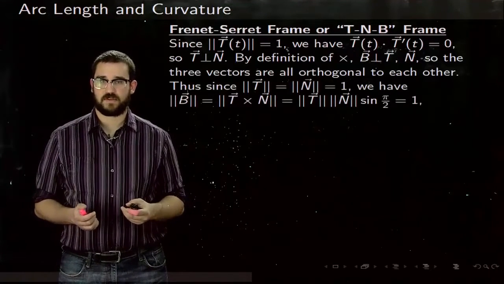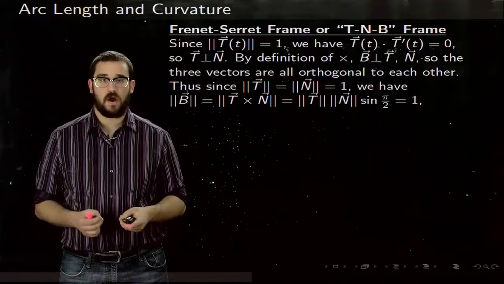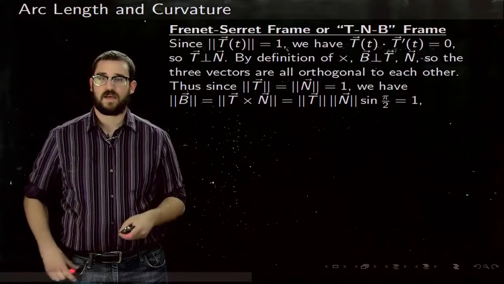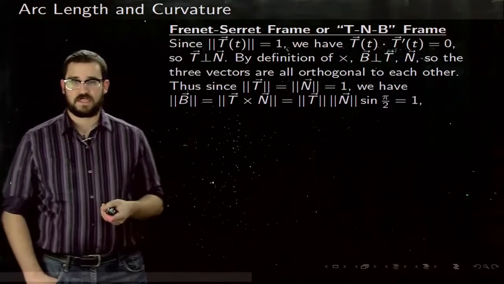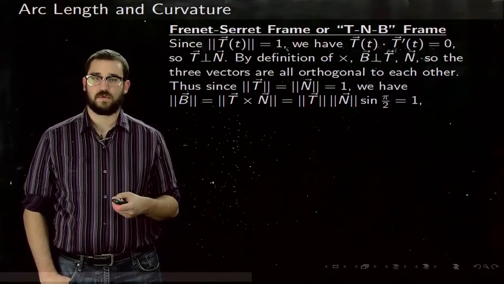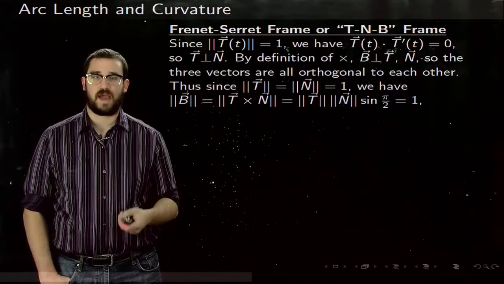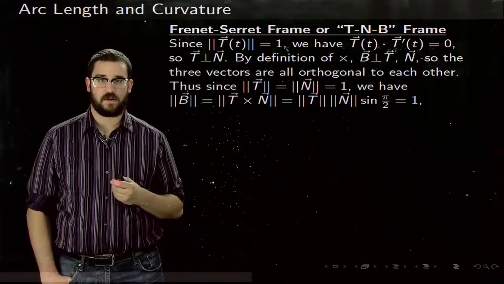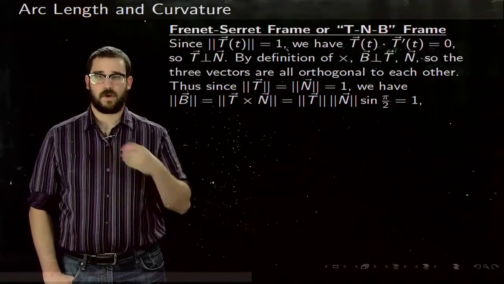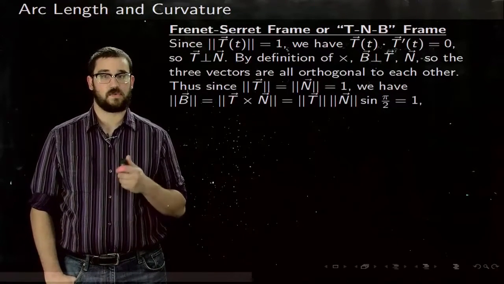Since the magnitude of T and the magnitude of N are also equal to 1, we have the magnitude of B, which is equal to the magnitude of T cross N, which is equal to the magnitude of T times the magnitude of N times sine of pi over 2, since they're orthogonal, is also equal to 1. So all of these are unit vectors, which is very nice.